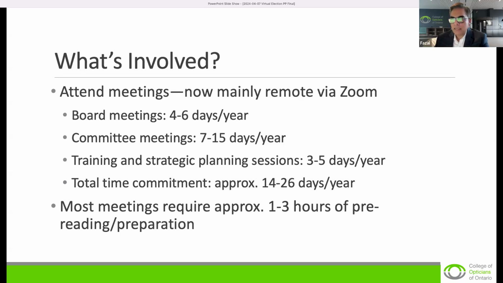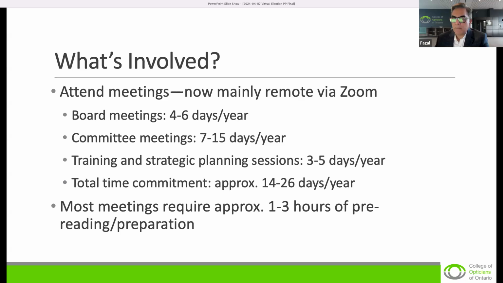Then there are committee meetings, and depending on how many committees you're placed on, typically you'll be placed on at least 1, maybe 2 committees. You might end up doing about 7 to 15 days a year in committee meetings. The other thing is we do a lot of training, trying to prepare you for your role. For instance, we do diversity, equity, inclusion training. We do facilitation training, how to run a better meeting. These sessions typically occur 3 to 5 times throughout the year. So, total, you're probably looking at about 14 to 26 days out of the year.